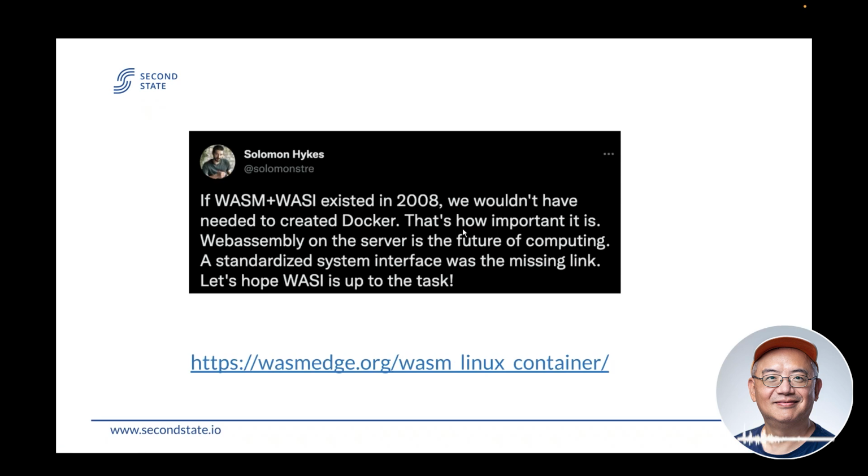So when we talk about WebAssembly on the server, or WebAssembly as a container, we have to go back to the end of 2018, when Solomon Hykes, who I think is a well-known person, the founder and original CTO of Docker, tweeted at the time: if WASM plus WASI, the WebAssembly system interface, what I just talked about, the POSIX interface for WebAssembly, existed in 2008, we wouldn't have needed to create Docker. Docker would not have existed, okay? That's how important it is. WebAssembly on the server is the future of computing. He said that almost 4 years ago, right?